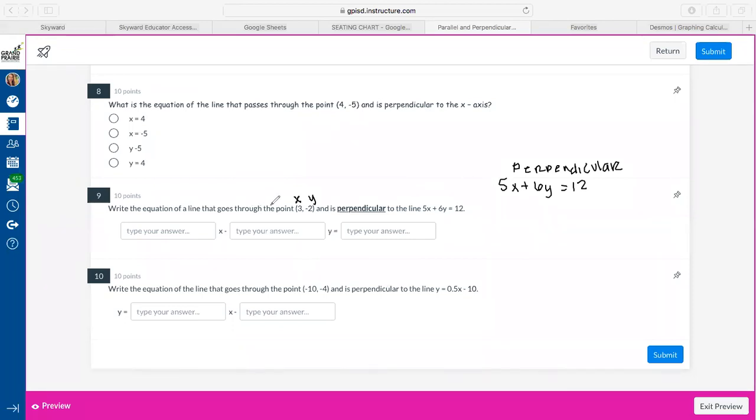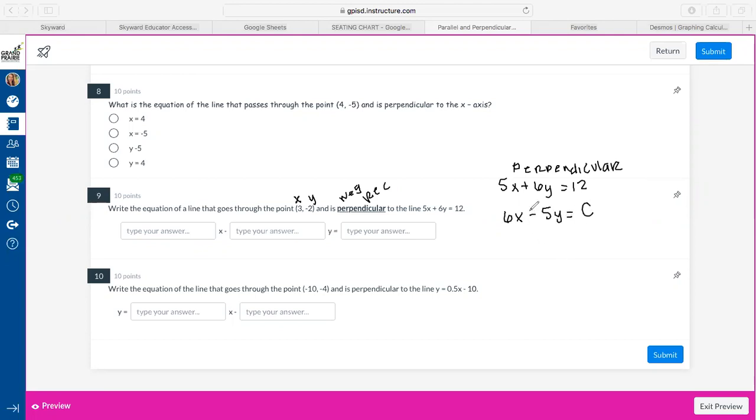Write the equation of a line that goes through the point (3, -2) and is perpendicular to 5x plus 6y equals 12. Perpendicular, so negative reciprocal slopes. How will I set up my new equation? 6x plus 5y equals what? Minus 5y.